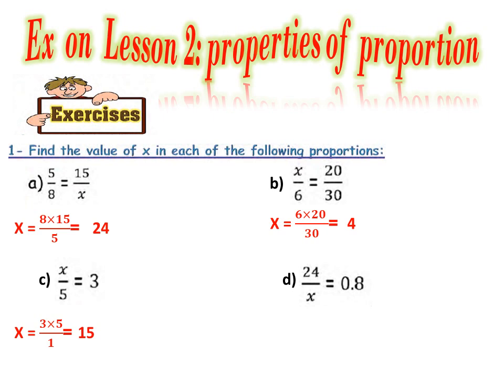So we will use cross multiplication to get the value of x. x equals 24 times 1 over 0.8. By using a calculator, it will be 30. Okay.